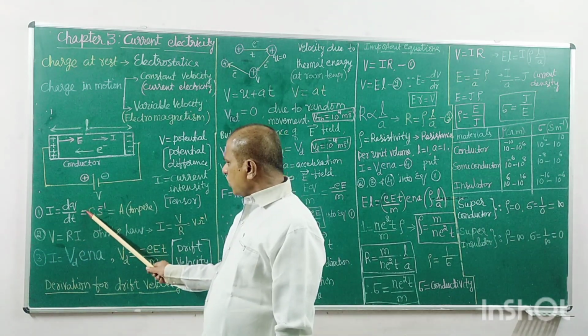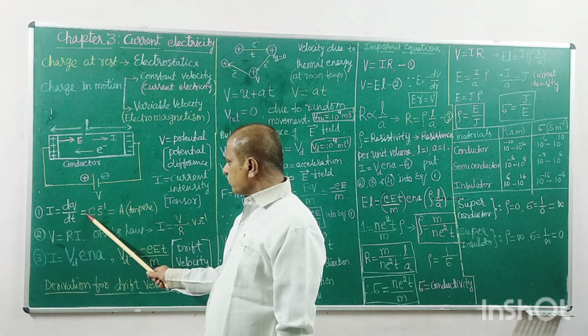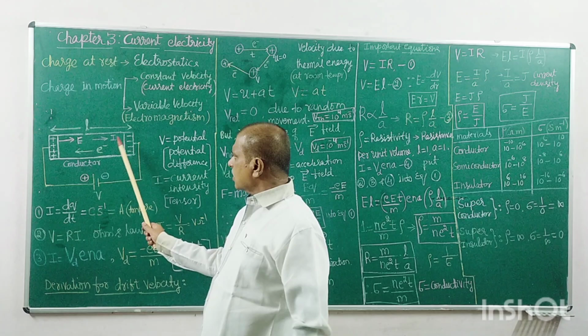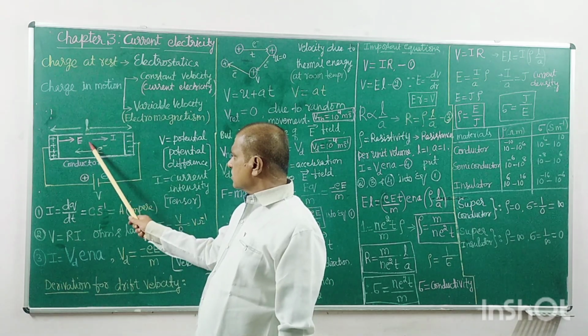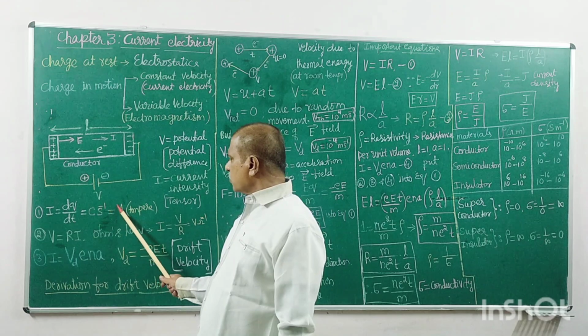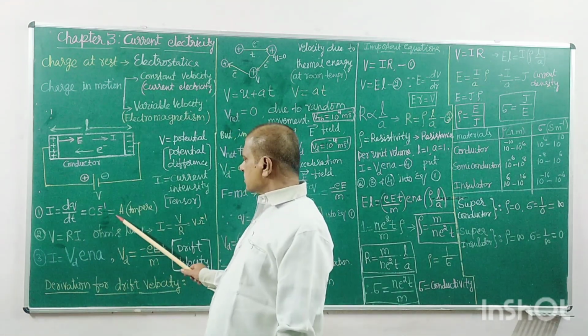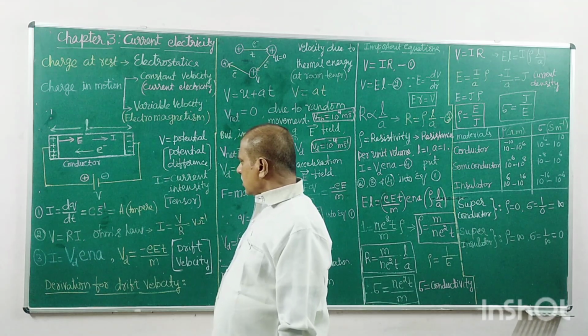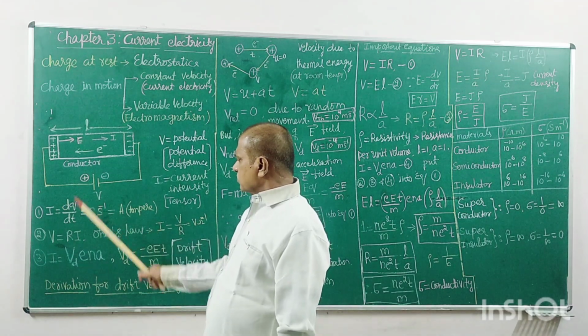So if 1 coulomb of charge crosses a certain area of cross section in 1 second, it is called 1 ampere. That is the definition for 1 ampere current. A stands for ampere. That is one definition.